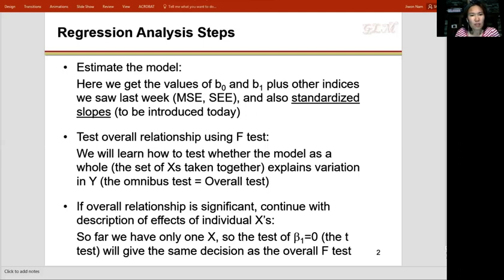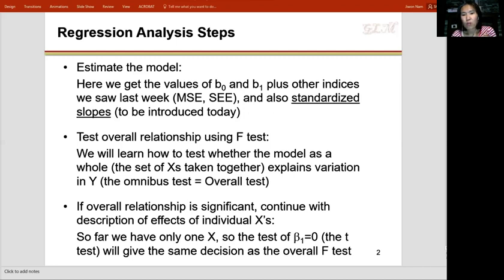The last bullet is if the overall relationship is significant. That means if the F-test is statistically significant, we move on to the second stage, which is the individual slope test, t-test, continuing with the description of the effects of individual Xs. Usually we have multiple X predictors, right? But today we have just one single X variable because we still need to learn concepts used in regression.